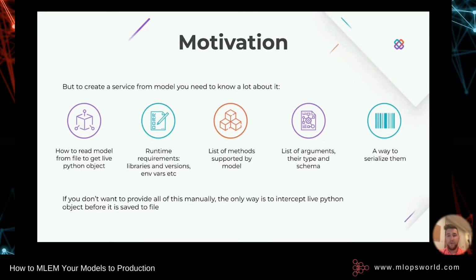Also, you need to know the list of methods that this model has, because some of them have a predict method, some of them have a transform method or run method or something like that. And maybe they have multiple methods like predict and predict proba, and you don't know which one you should use. And for those methods, you need to know their signatures, because maybe some of them expect a numpy array, some of them expect a pandas data frame or something else, and you need to know that.